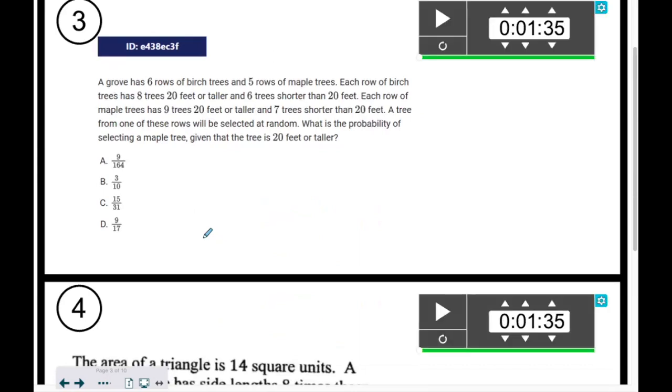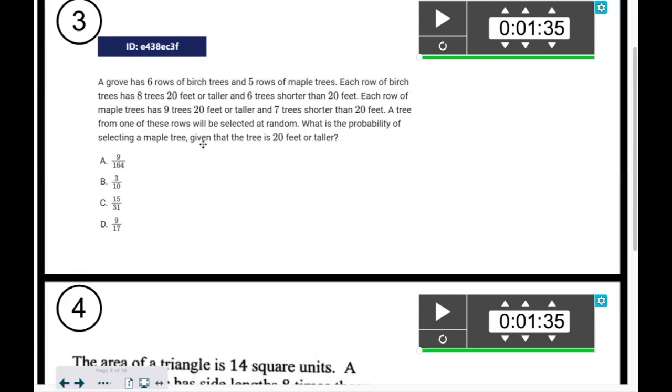All right, so a grove has 6 rows of birch and 5 rows of maple. Each row of birch has 8 trees 20 feet or taller, 6 trees shorter than 20. Each row of maple... Okay, so they give us a bunch of information. A tree from one of these rows will be selected at random. What is the probability of selecting a maple tree given that the tree is 20 feet or taller?